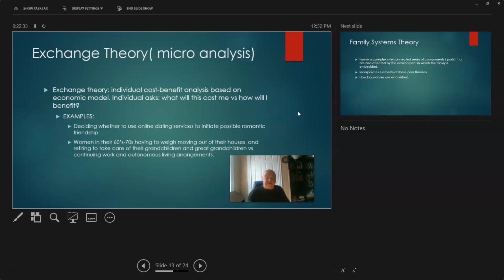And then I know this from just informal conversations. Women in their late 60s and early 70s having to weigh moving out of their houses, or pressure thereof, and retiring to take care of their grandchildren and great-grandchildren versus continuing to work and having autonomous living arrangements. I've talked to perhaps 3 women who face this kind of challenge. They were being pressured by their adult children to come, hey, move in, help with the kids. The answer in both cases was no, I don't think so. But it could be otherwise.